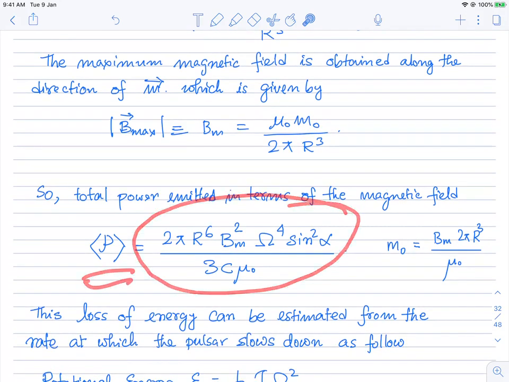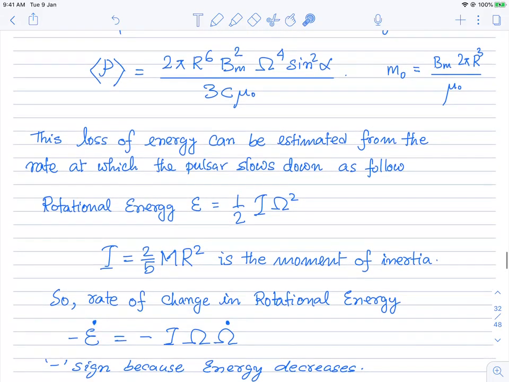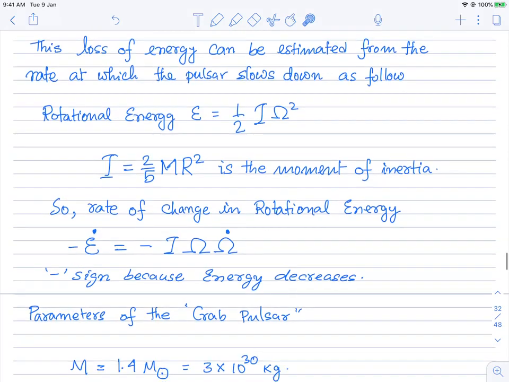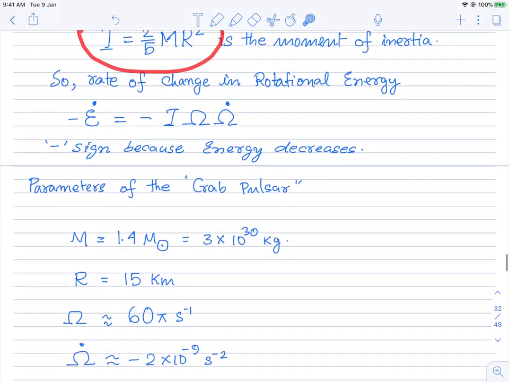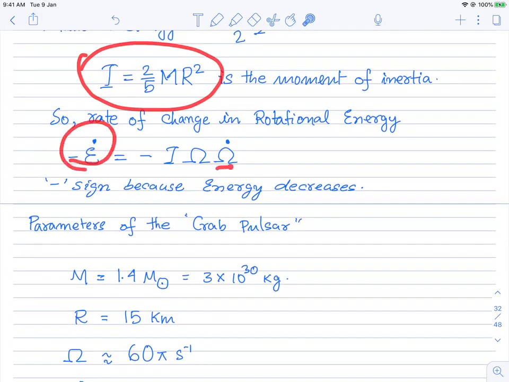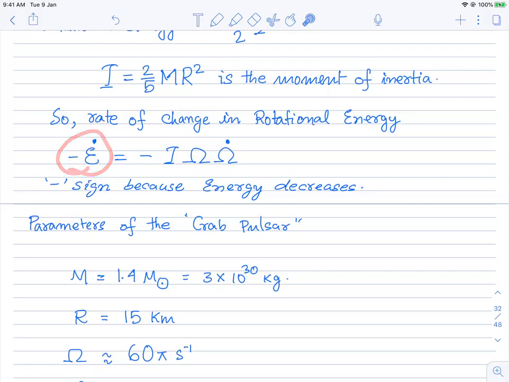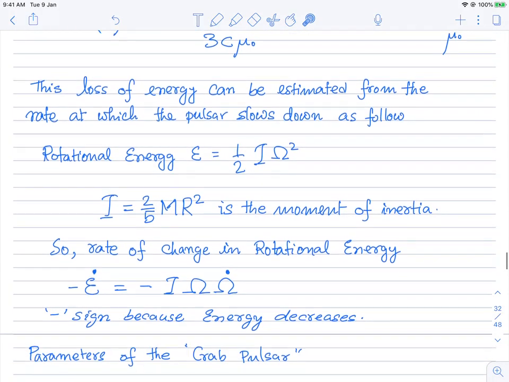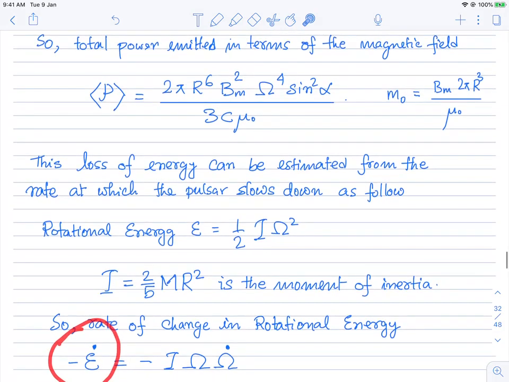Also, as I said, the neutron star is slowing down, so I can compute the energy lost because it is slowing down, using mechanical considerations. The rotational energy is half the moment of inertia times omega squared. If we consider this is a sphere, this is going to be the moment of inertia of the sphere. From here you can compute the rate of change, assuming there is a change in the angular frequency. There's a minus sign, meaning it is slowing down and the energy is decreasing. If this energy is entirely emitted as radiation, then this rate must be equal to the total power.